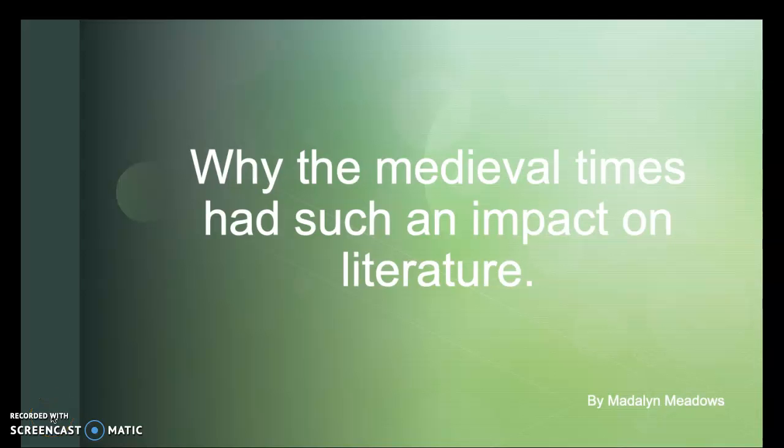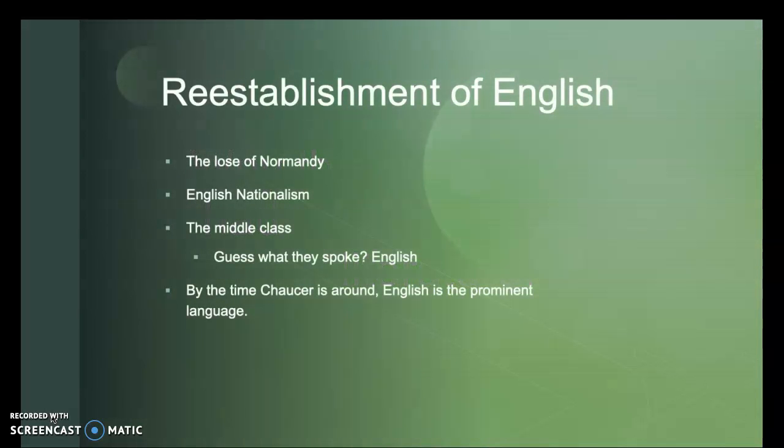For my topic, I chose why the medieval times had such an impact on literature. I think it is important to start with the time period, which is 1200 to 1500. Many historians credit the loss of Normandy control as a turning point for the English language. Losing Normandy led to a series of invasions by France and England, causing English nationalism to grow.